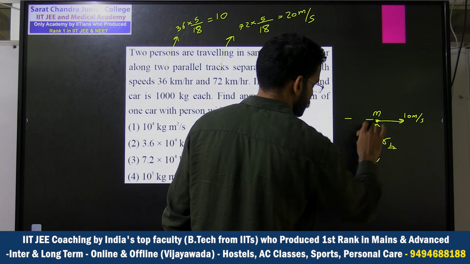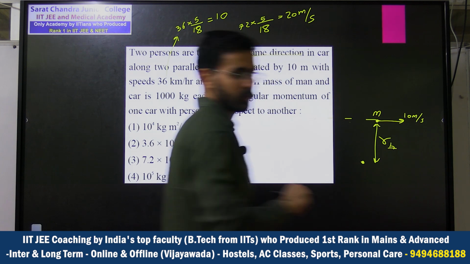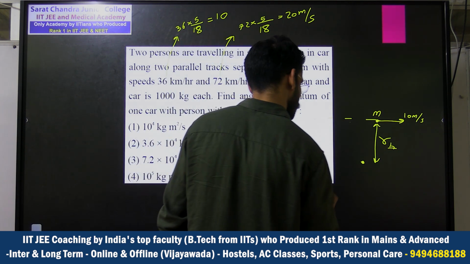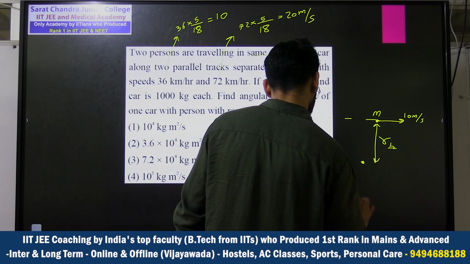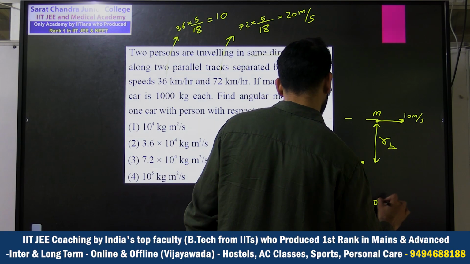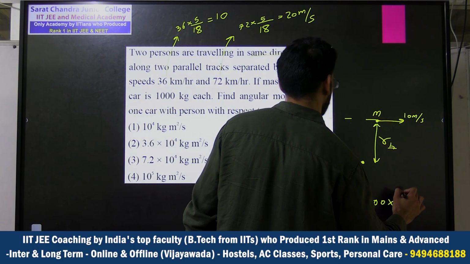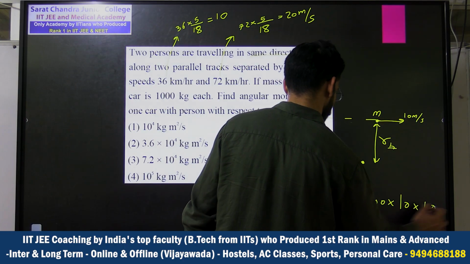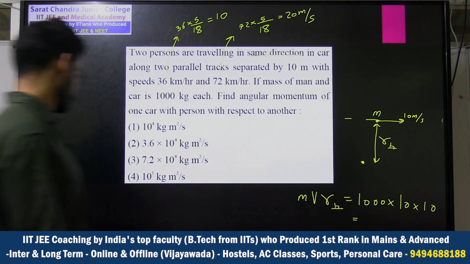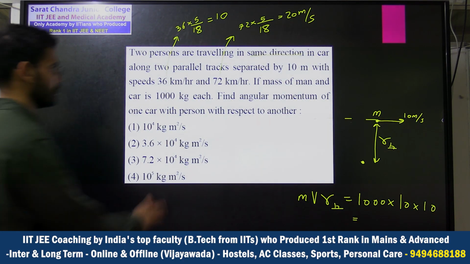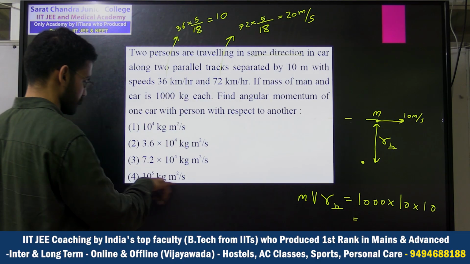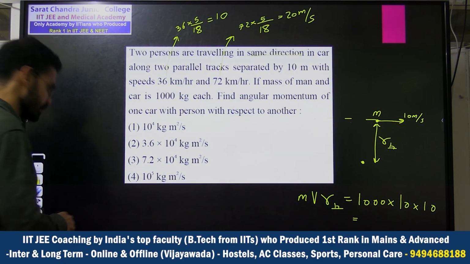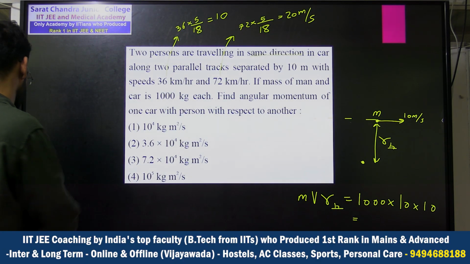With respect to this particle, he is going along this line with a 10 meter per second speed. So I can say MV R perpendicular. So M is 1000 into V is 10 into R is also 10. Okay, so 10 to the power 5. I think fourth option. Because this is given in kilometer per hour, if you convert, calculate in kg meter per second. Okay, so fourth option.